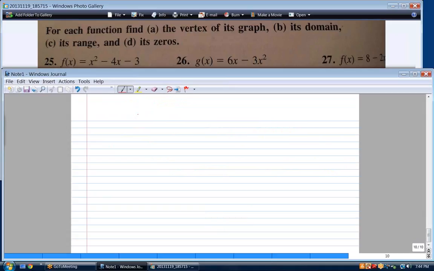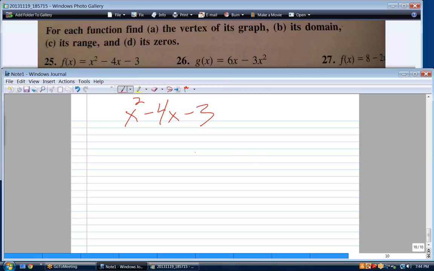All right, so we've got x squared minus 4x minus 3. For each function, find the vertex, its domain, its range, and its zeros. So I've already done these problems, and I've been able to find the vertex, but I need help on the domain, range, and zeros. Okay, let me ask you how you found the vertex. I graphed it in my calculator, and then used the min and max to find it. Okay.